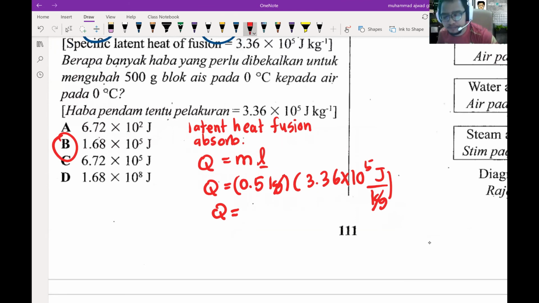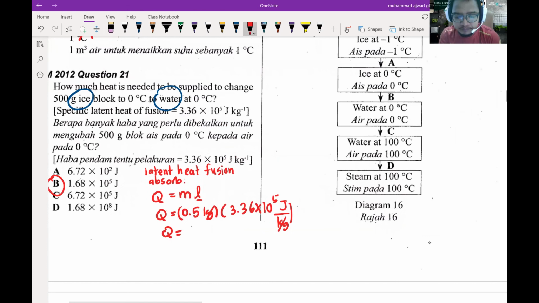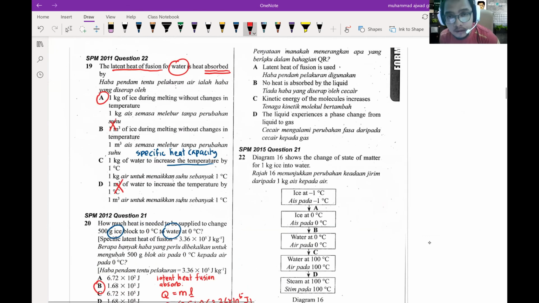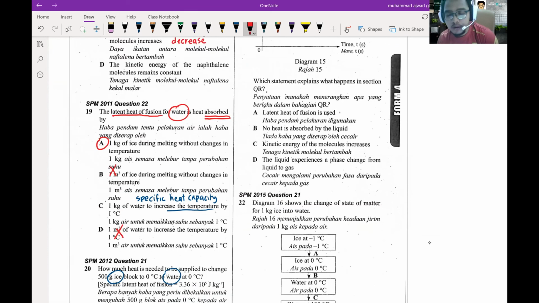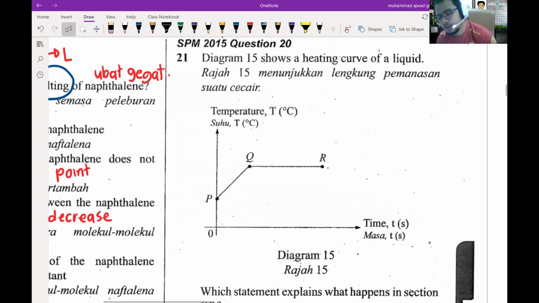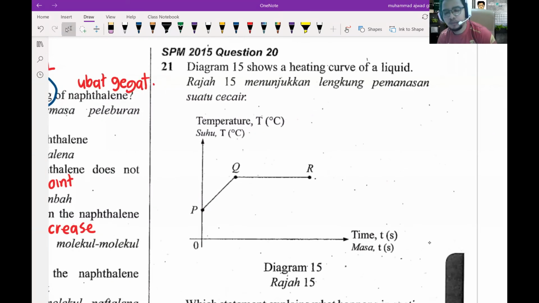Okay, so next one. So korang nampak tadi, specific heat pun tak banyak kira-kira kat paper 1. Kat paper 1 tadi dia tak banyak kira-kira pun. Tadi ada satu je kot soalan kira-kira. Yang lain semua konsep.